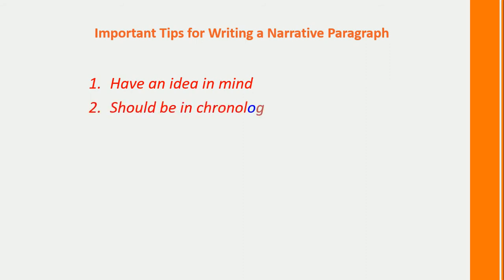The second tip is that it should be in chronological order. Remember that whenever you're writing a narrative paragraph, you should have the order in your mind. I mean, you should remember the time, the plot, the character, and the setting. So if you talk about your childhood, you should remember the order of the events that happened in your childhood and narrate them in chronological order. Whenever I say chronological order, I mean time-wise.